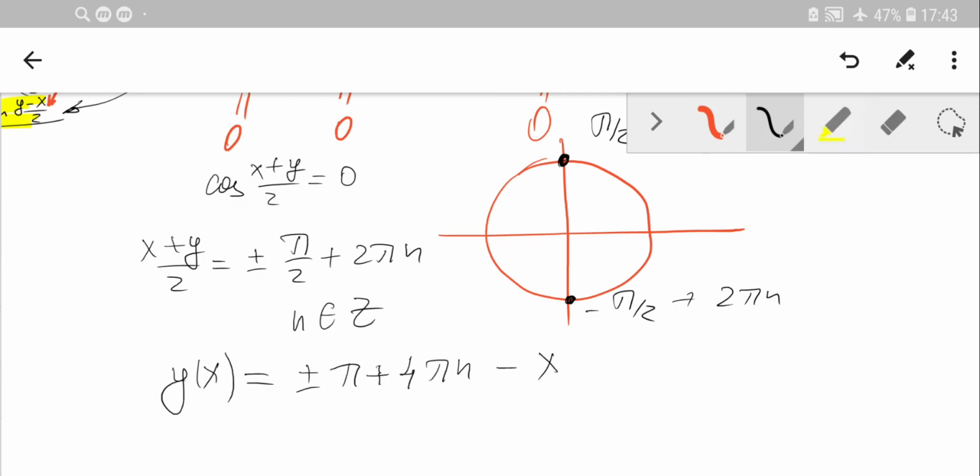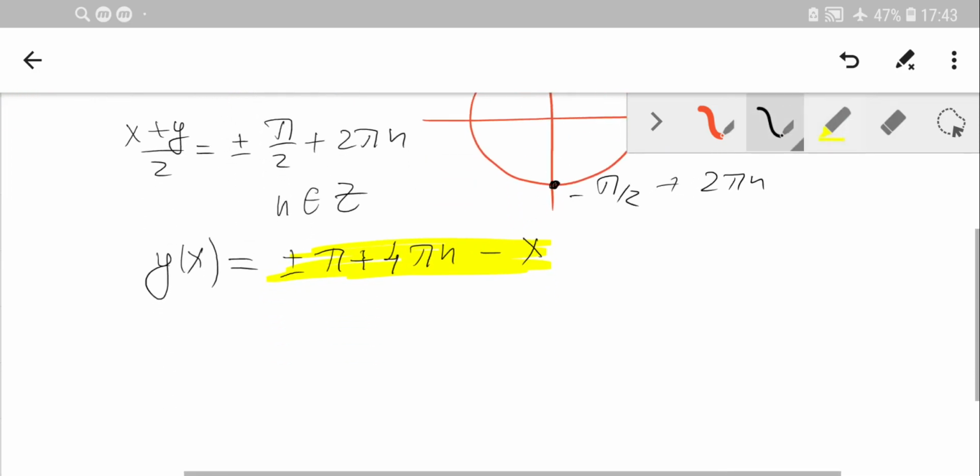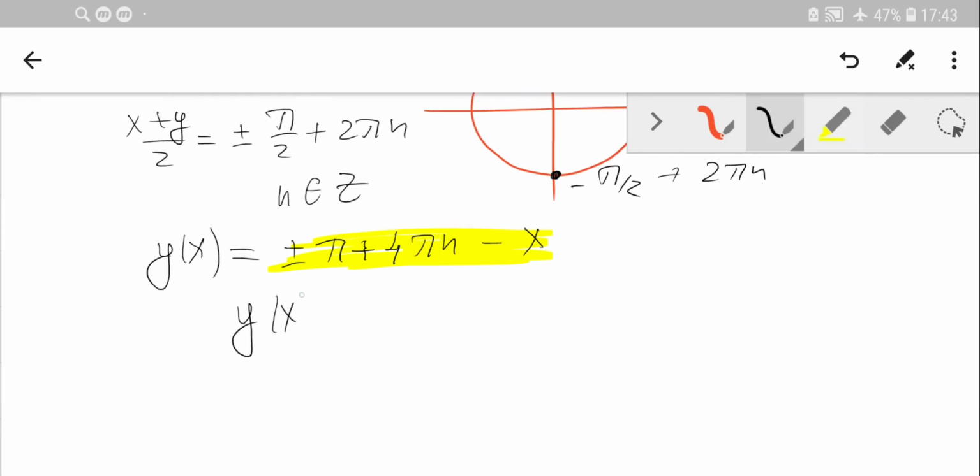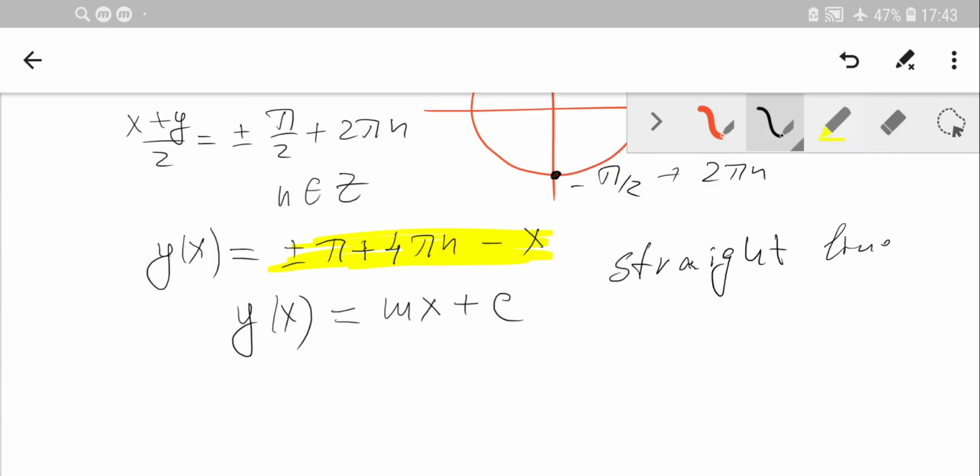minus x. So what sort of equation do we have? We just have a linear equation, right? So that's why y from x in the gradient intercept form, you just simply mx plus c. So we have a straight line. How many straight lines do we have? Infinitely many straight lines. So that's why obviously the statement infinitely many straight lines, statement E, is the only correct one.